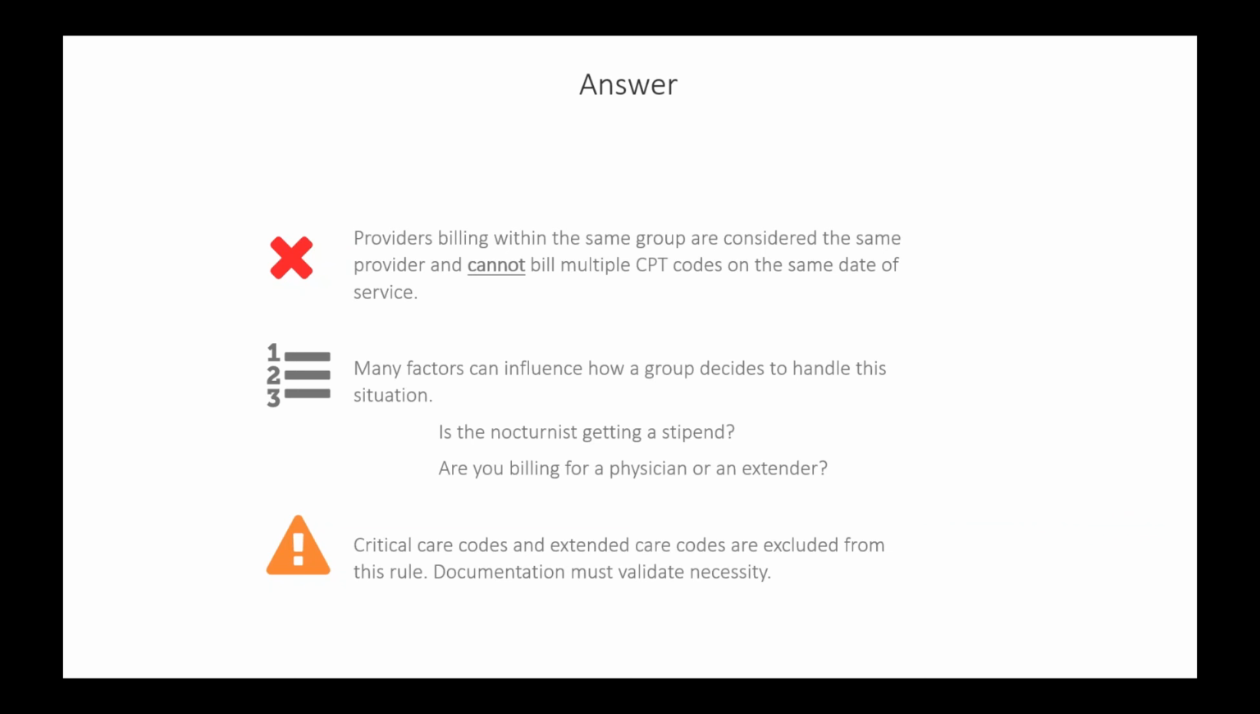First of all, the code would not be observation, which we see a lot of. It would be transitioned to the same day admit discharge code. And then the group would have to decide who they wanted to give credit for. So some groups struggle with this because they pay their providers on a basis of collections.